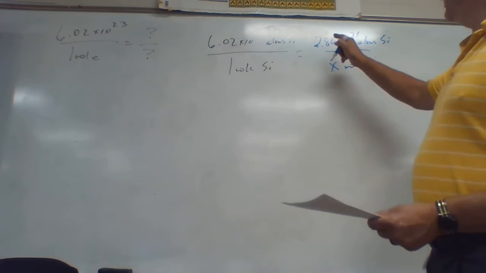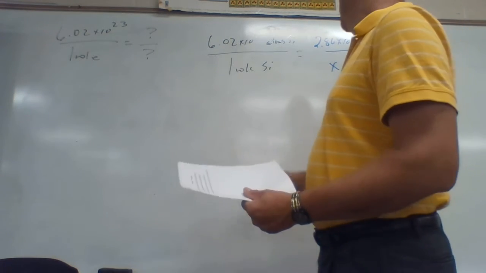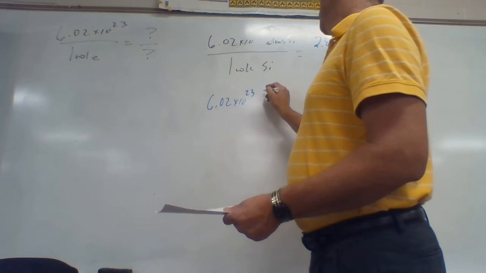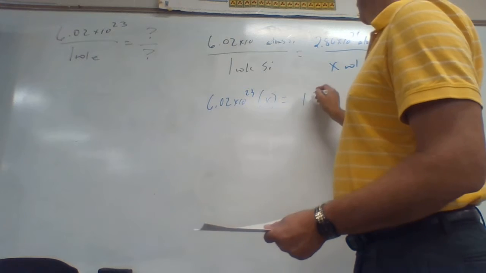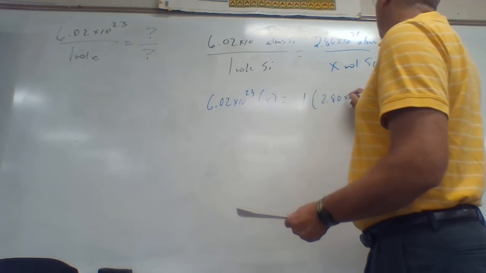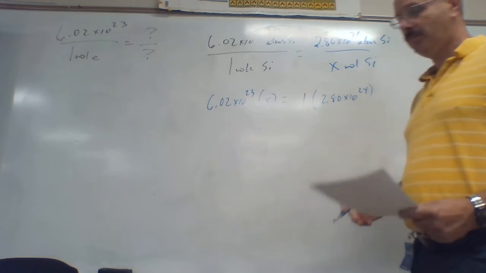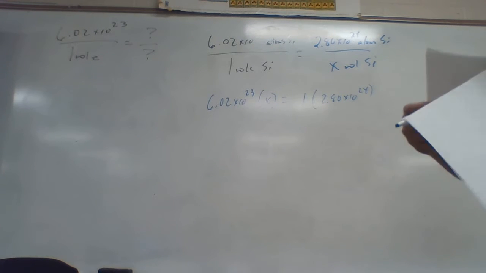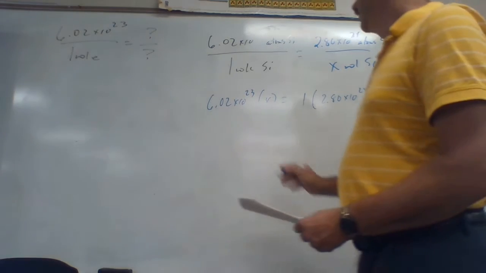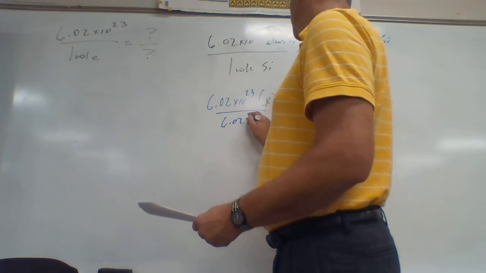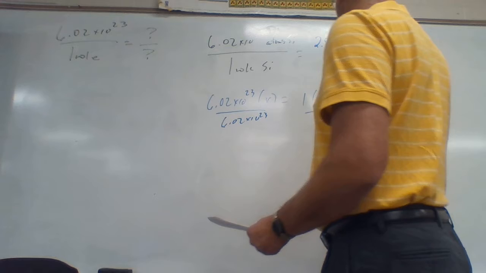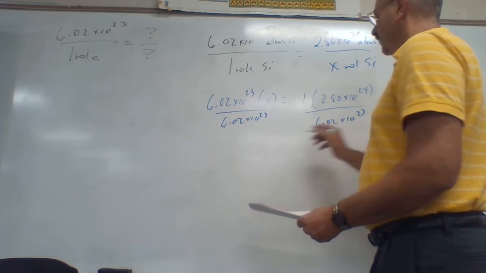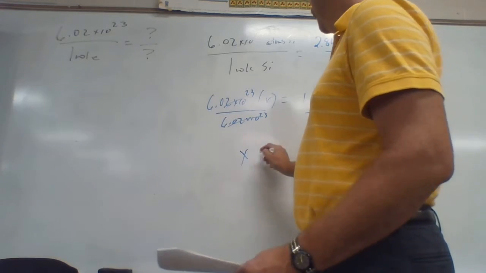All right, from there, cross multiply. So we're going to have 6.02 times 10 to the 23rd times X equals 1 times 2.80 times 10 to the 24th. Now from there, we got to get X by itself. So we got to divide both sides by 6.02 times 10 to the 23rd. Now I can get rid of this, so now I have X all by itself.